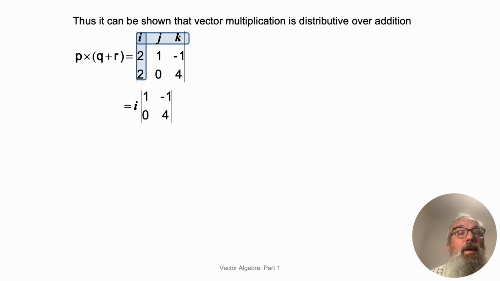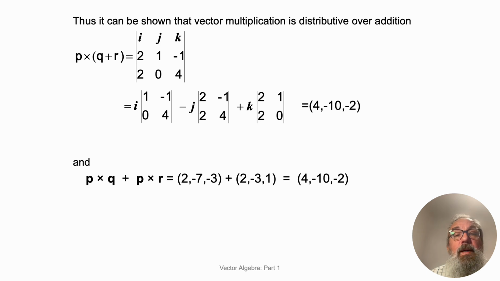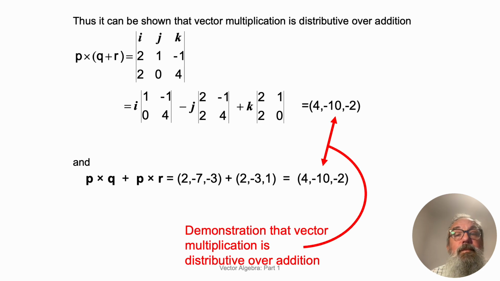Now if we were to expand P cross Q plus R, we can do that. We get 4, minus 10, minus 2. And we saw that P cross Q plus P cross R is 4, minus 10, minus 2. So really just showing that you can expand the brackets for a cross product. It's like multiplication: cross product is distributive over addition.